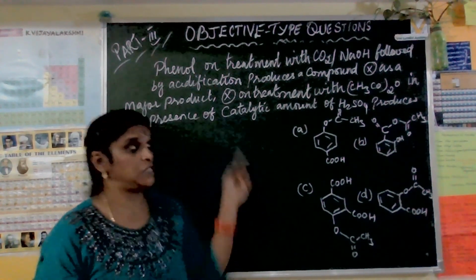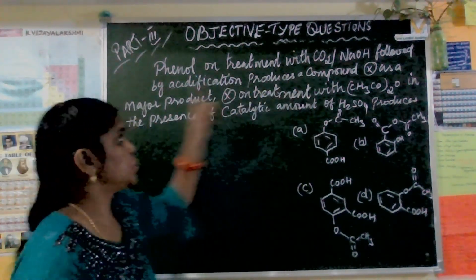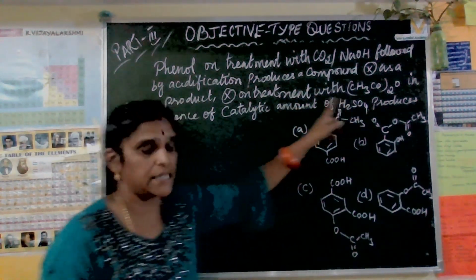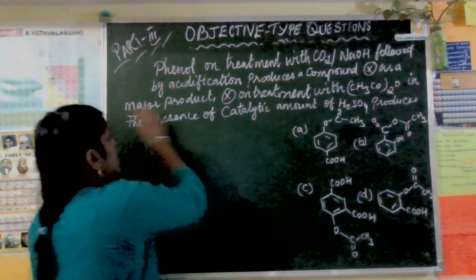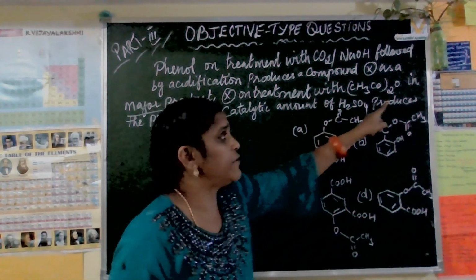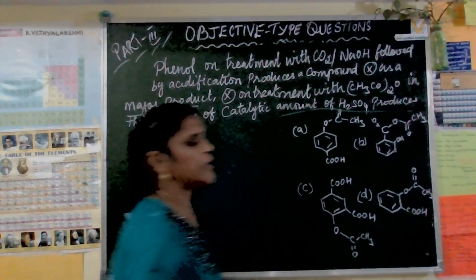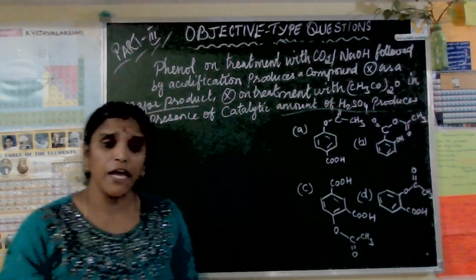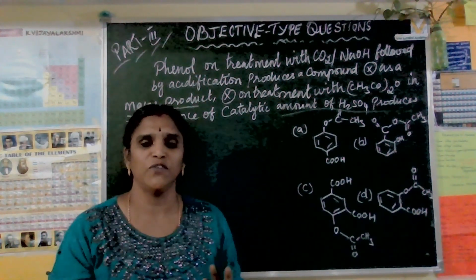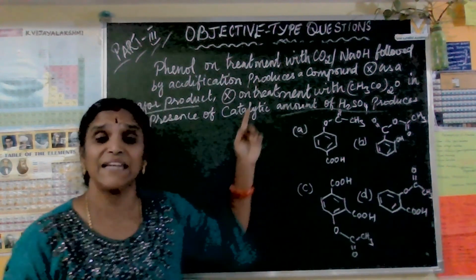The next question also, it's very important. Phenol on treatment with carbon dioxide in the presence of sodium hydroxide followed by acidification produces a compound X as a major product. That X on treatment with acetic anhydride in the presence of a catalytic amount of H2SO4 produces what? Okay, phenol combined with carbon dioxide in the presence of sodium hydroxide, you will come to know that is Kolbe's reaction. You are getting salicylic acid, which we have seen a number of times in the naming reactions.